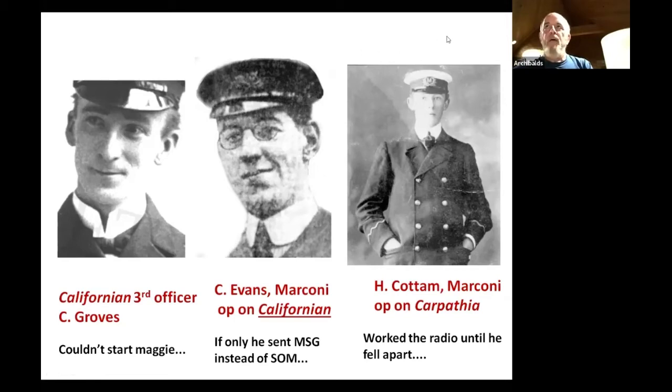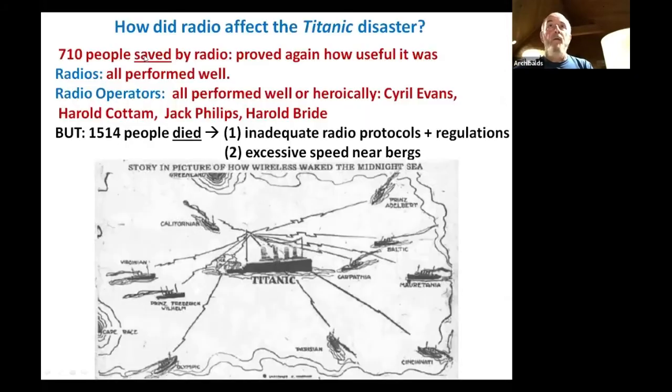And so how did the radio affect the disaster? Well, the 710 people who were saved by radio almost certainly would not have survived if it weren't for radio. And all the radios worked just fine. And the radio operators all performed basically well or heroically. But 1,514 people died. And of course, there were boards of inquiry held by the United States and Britain right afterwards. And it really came out inadequate radio protocols and for excessive speed near the iceberg.